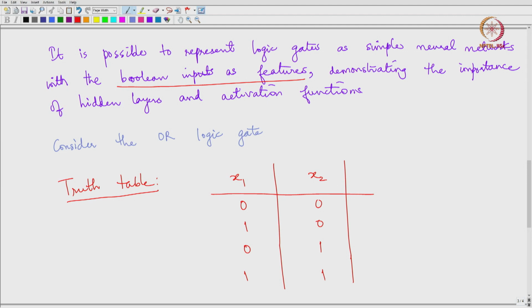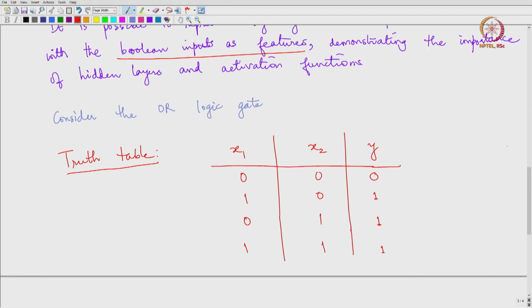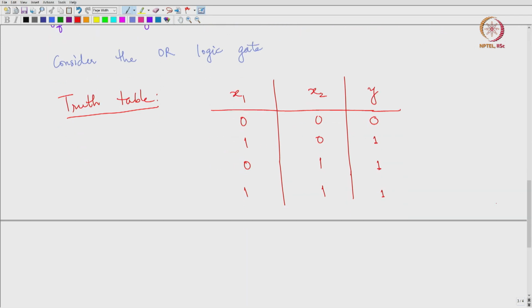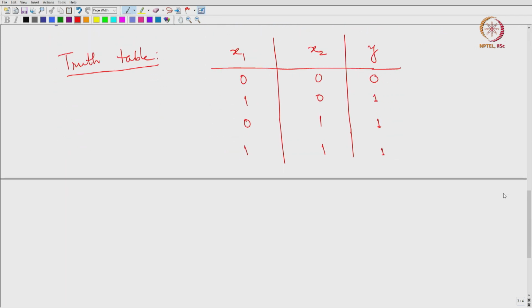These are the 4 cases, and the output of the OR gate, x1 or x2: if any one of these values is true, that is 1, then the output is also 1. If x1 is 1 then the output is 1, if x2 is 1 the output is 1, and if both are 1 then also the output is 1. The only scenario where the OR logic gate is 0 is when both x1 and x2 are 0, and then neither x1 is 1 nor x2 is 1, that is why the output is equal to 0. I hope this makes sense, and for many of you this would be very familiar.